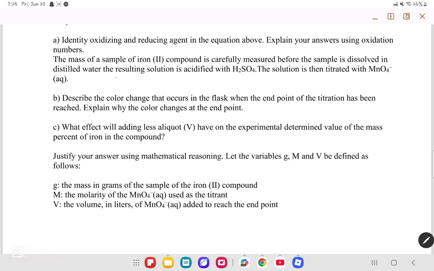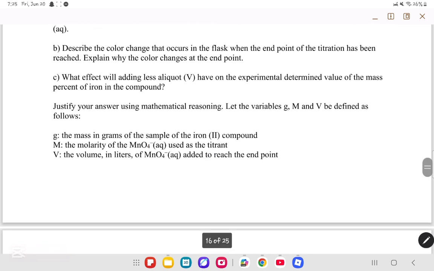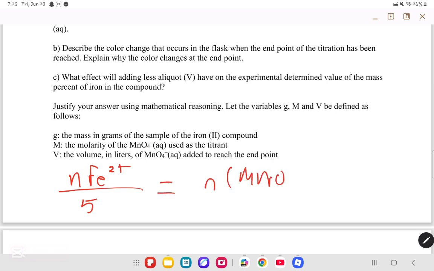So we're going to take their ratios, right? The ratio is the number of moles of Fe2+ over its coefficient, which is 5 if you look up, equal to the number of moles of MnO4- over its coefficient, which is 1, right? We know the number of moles is mass over molar mass. So we can very simply write mass over molar mass times 5.